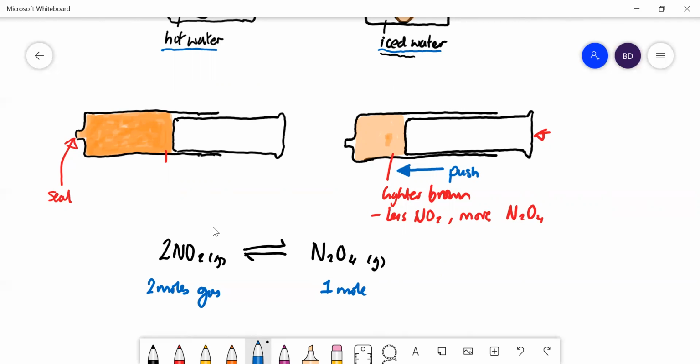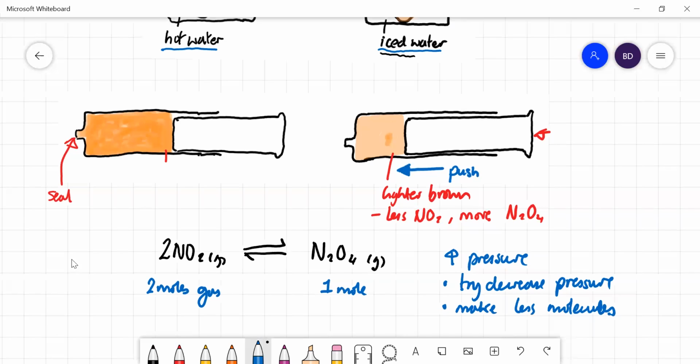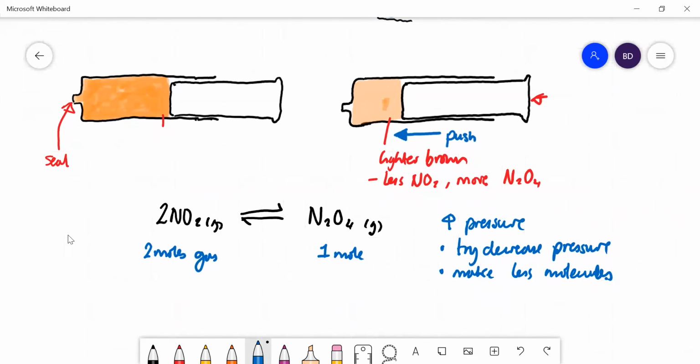So if we increase the pressure, Le Chatelier tells us that the reaction is going to try and decrease the pressure. The only way it can decrease the pressure is by making fewer gas molecules, because of course what causes pressure is the gas molecules hitting the side of the container. So a simple rule of thumb is that when you increase the pressure, the equilibrium moves to the side with the fewest gas molecules.